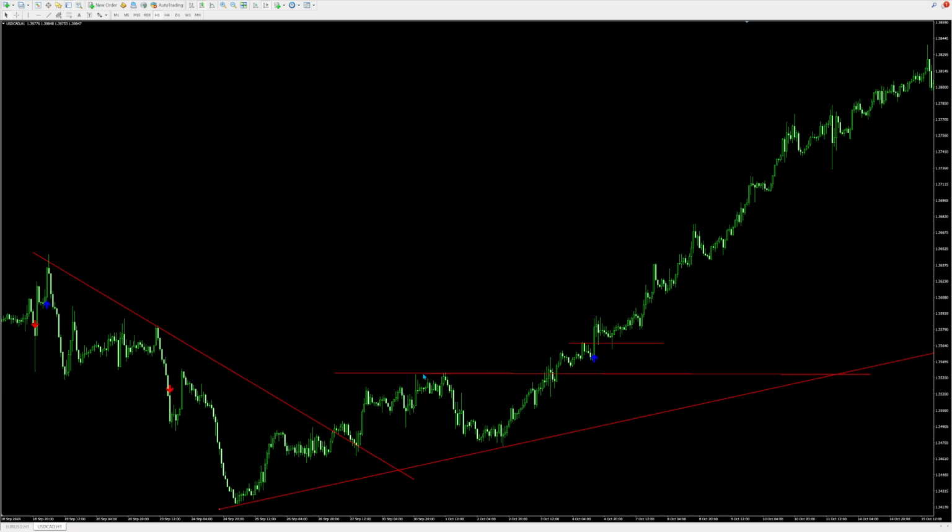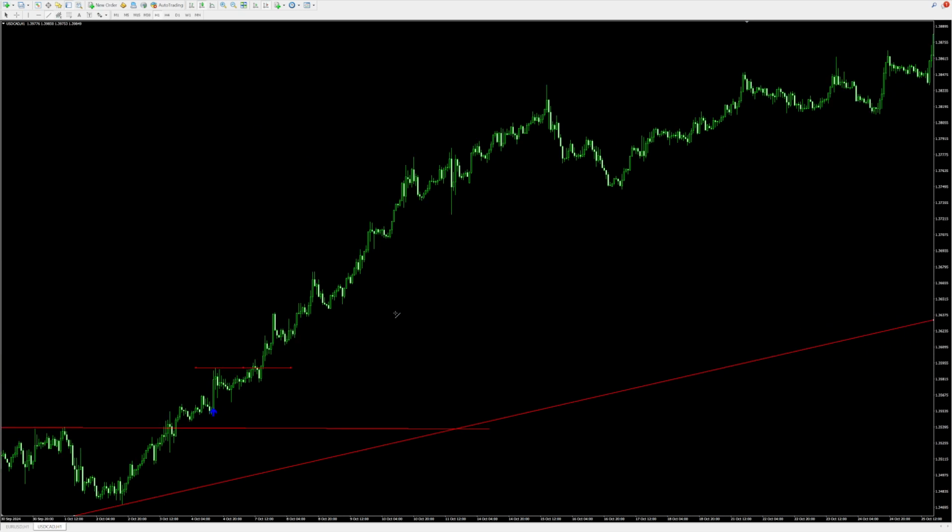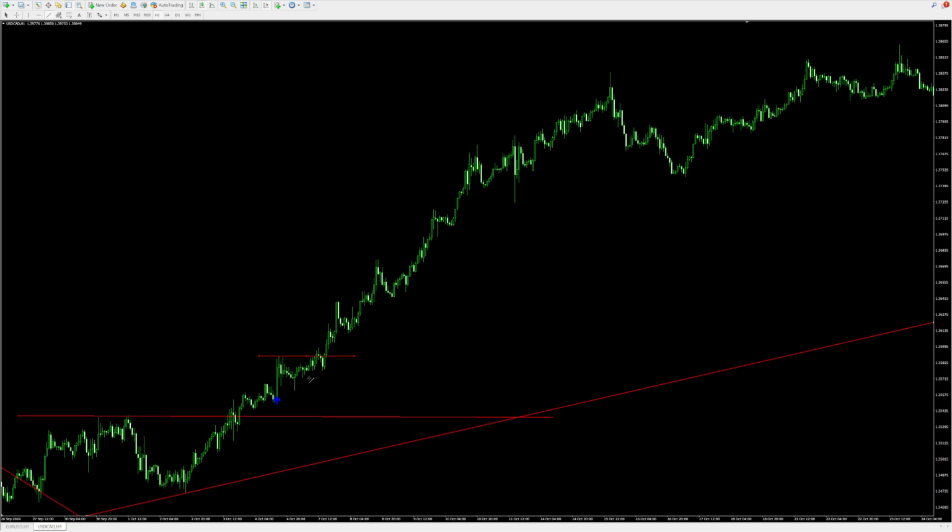In fact, if I zoom in more, I can show you. This would have been the first pullback here. We could have looked to trade a breakout of that one. Then we had a pullback there where the blue arrow is. Also had another pullback here. Really, the point I'm trying to emphasize is you don't need a blue arrow to tell you when to take a trade. There's ample opportunities.